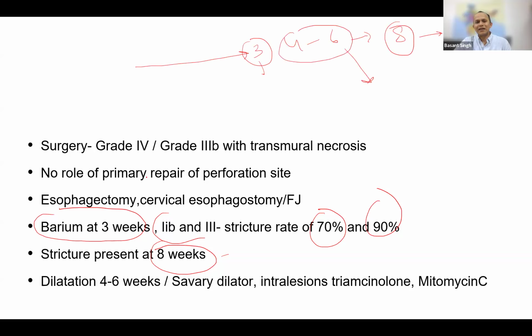What dilator do we use? Savary dilator. These are all MCQs. Savary-Gilliard dilator. Dilatation starts at 4 to 6 weeks, and intralesional triamcinolone and mitomycin are used in some cases.